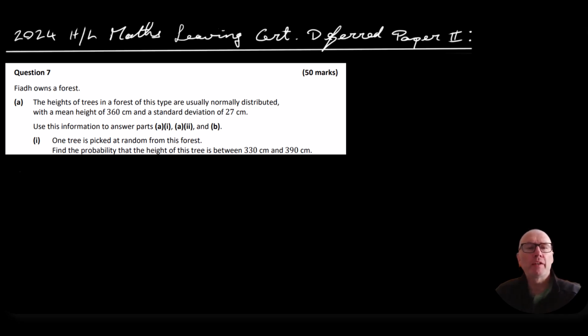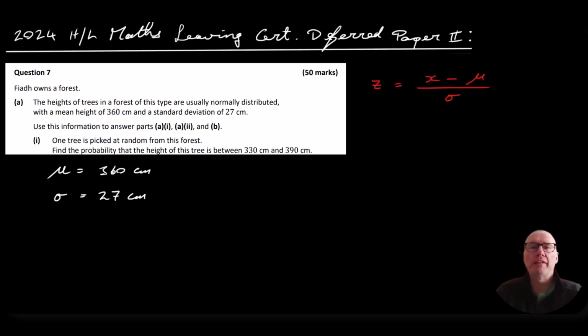One tree is picked at random from this forest. Find the probability that the height of this tree is between 330 centimeters and 390 centimeters. Okay, so let's write down what we know first. We know that the mean is 360 centimeters and the population standard deviation is 27 centimeters. We're going to use this formula here to work out the z values that we need.